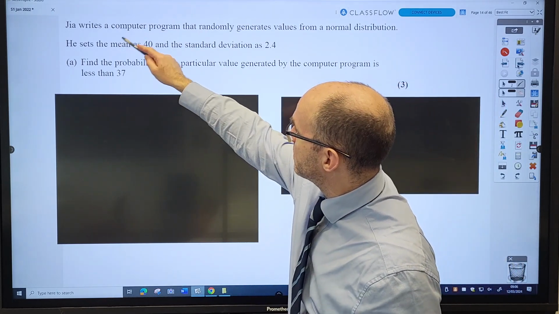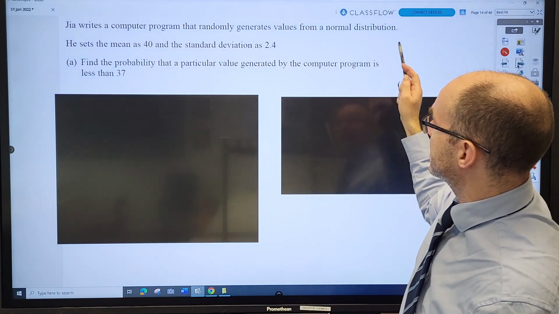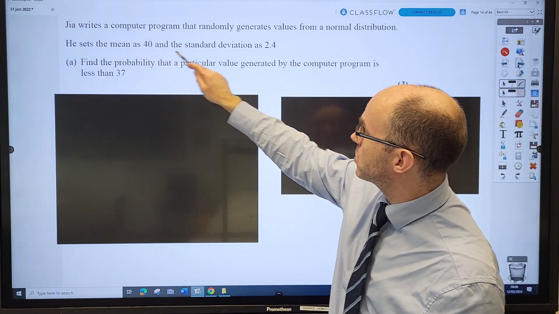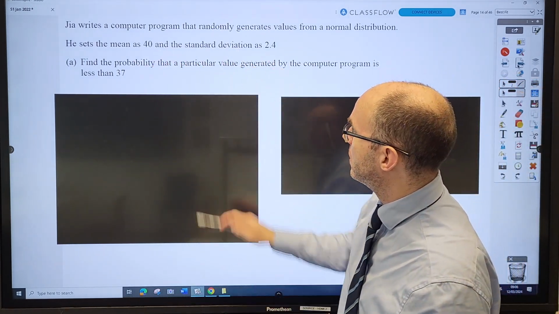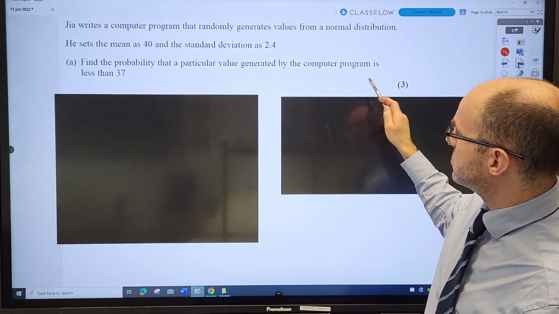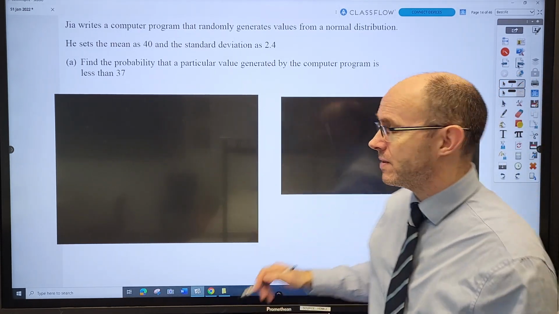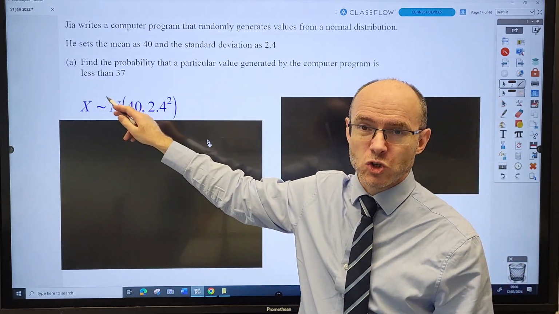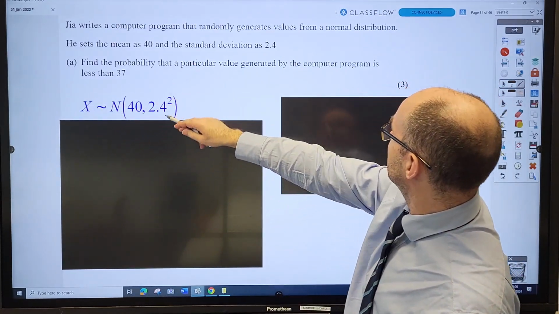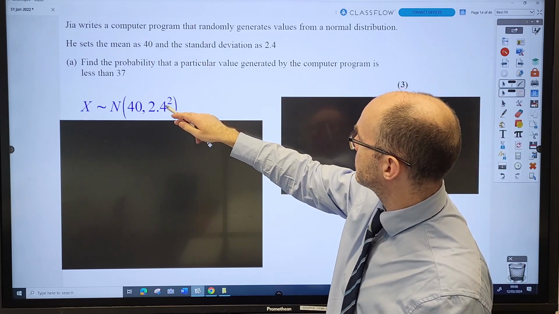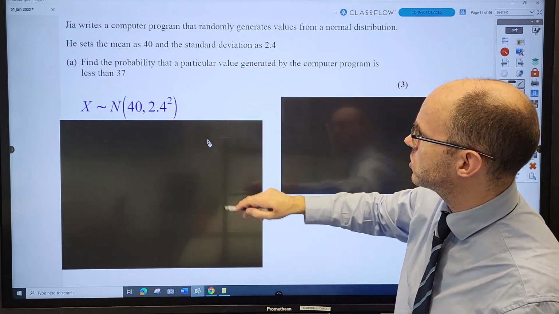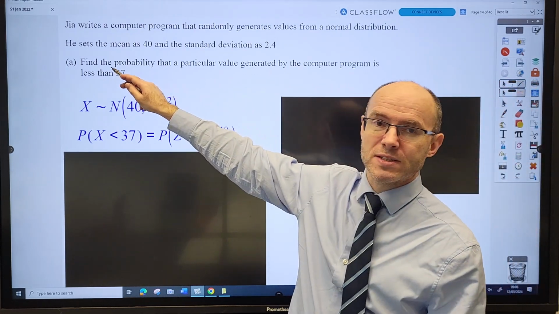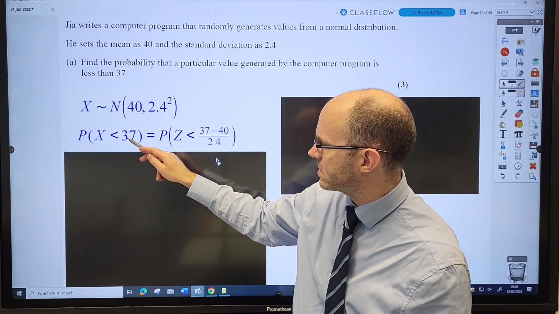Okay, so we've got Geo, it's a computer program that randomly generates values from a normal distribution. He sets the mean as 40, standard deviation is 2.4. Find the probability that a particular value generated by the computer program is less than 37. Okay, so here we've got X is normally distributed with a mean of 40 and variance of 2.4 squared, standard deviation 2.4, and we need to find the probability that you've got less than 37. So probability X is less than 37.